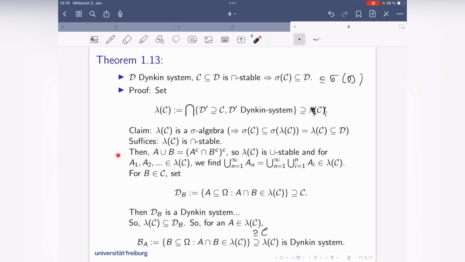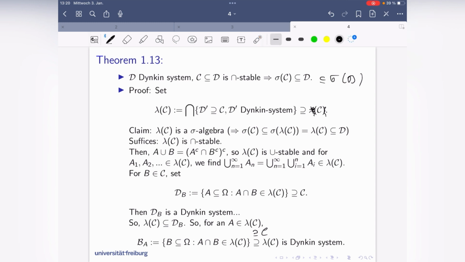So that's the kind of reasoning. What I'm still missing is the proof that DB is a Dynkin system and BA is a Dynkin system. And here I would just like to mention one basic thing. So why should DB be a Dynkin system? What would I have to show here? First of all, omega is in DB. That's clear, because omega intersect B is B, that's in C, and C is in lambda of C.